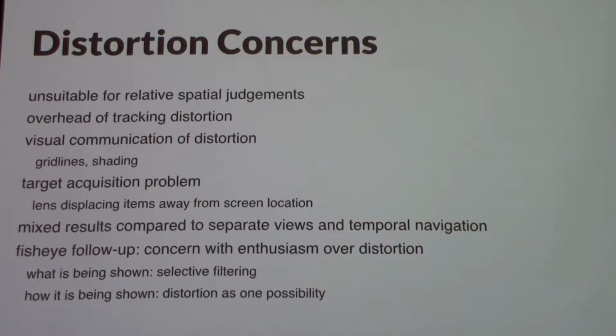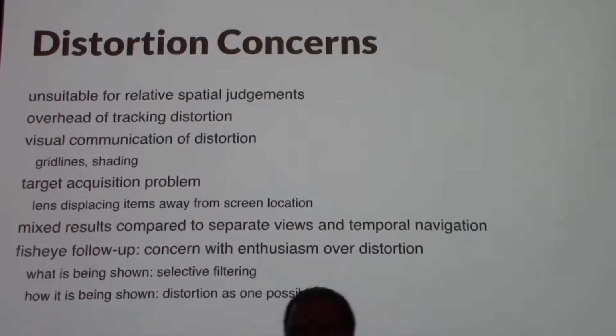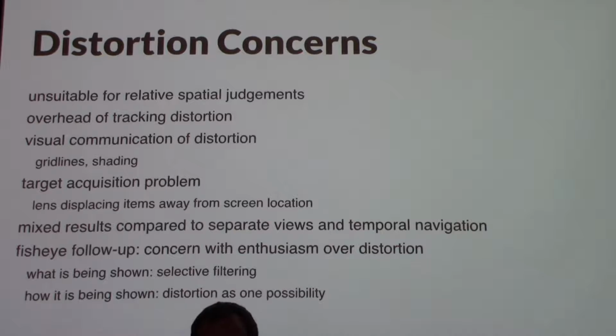So the problem is that this is really not suitable if you have spatial judgment. So if you use position to encode any data, you can't really use the fisheye lens on top of it because you kind of make it unusable, because you distort the position, obviously. It's also hard for people to track the distortion mentally, and you also have to visually communicate the distortion. So typically people do this with these grid lines that are distorted or with shading.